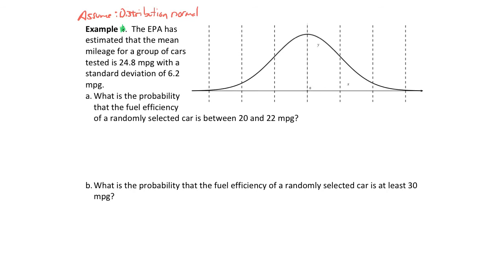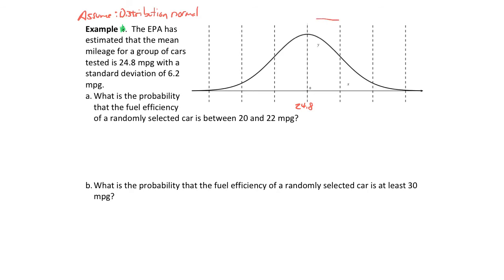Sometimes that's okay to make because it may not be normal, it may be close to normal. Sometimes that's a very bad assumption to make, but we're just going to go ahead and assume that. Okay, so the mean mileage is 24.8. So I have here my normal distribution. And this says the standard deviation is 6.2 miles per gallon.